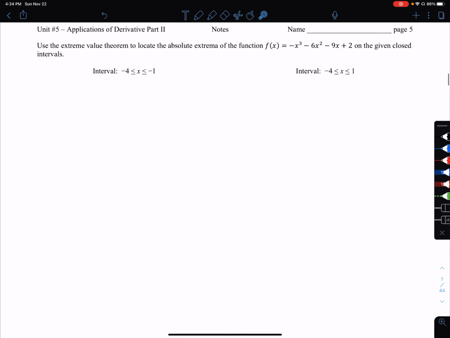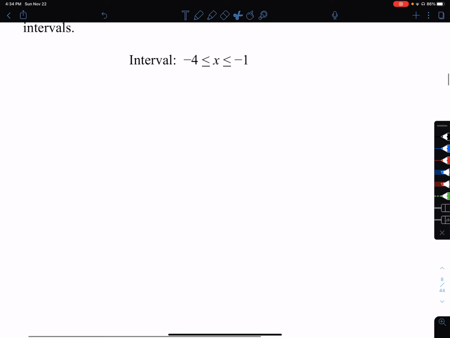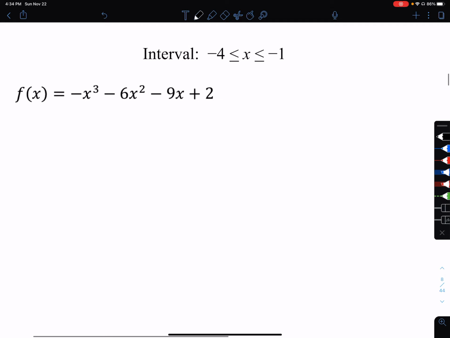Let's look at an example. Use the extreme value theorem to locate the absolute extrema of the function f of x on the closed interval. So let's check this out. I'm just going to copy this so I can see it well. According to the candidates test, the only candidates we have to worry about are the endpoints of this graph and any critical values of the first derivative.